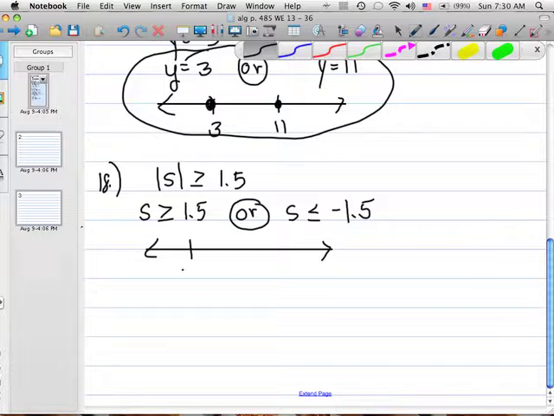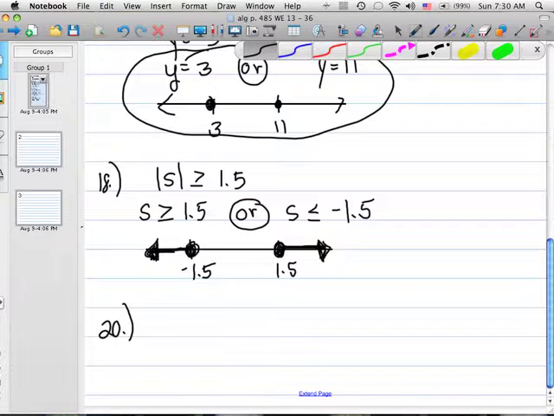We put negative 1.5 down and 1.5. This says s is less than or equal to negative 1.5, so that's a closed circle shaded to the left. There begins our Egyptian arms. Greater than or equal to 1.5 is closed, shaded to the right. If I pick a number over here like 2, the absolute value of 2 is greater than or equal to 1.5, as is negative 2 on this side.